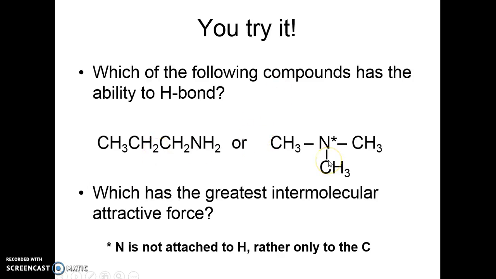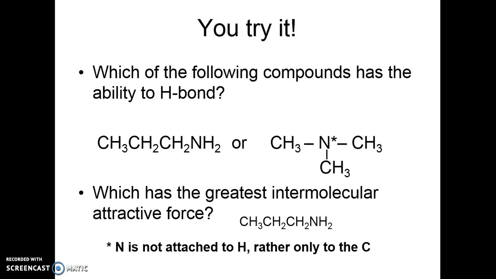Which one of these compounds has the ability to hydrogen bond? Okay, notice this says the nitrogen is not attached to that hydrogen. You should already understand that, but I'm emphasizing it because what you have to do to look for hydrogen bonding is find a hydrogen that is on a nitrogen or an oxygen. This nitrogen has a hydrogen on it over here. This nitrogen does not. Now this is a polar molecule and this is a polar molecule, but only this one can hydrogen bond.